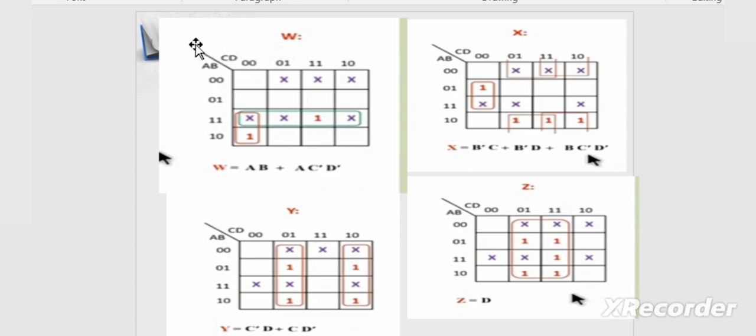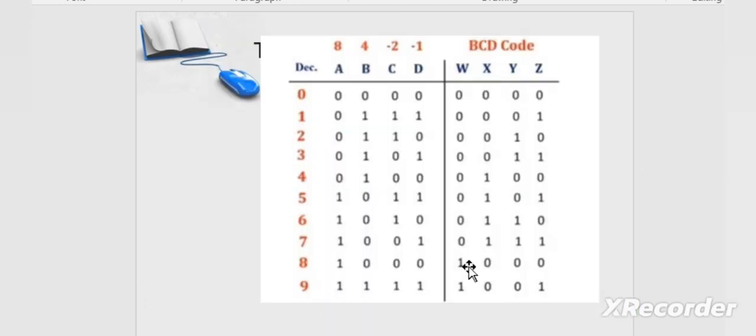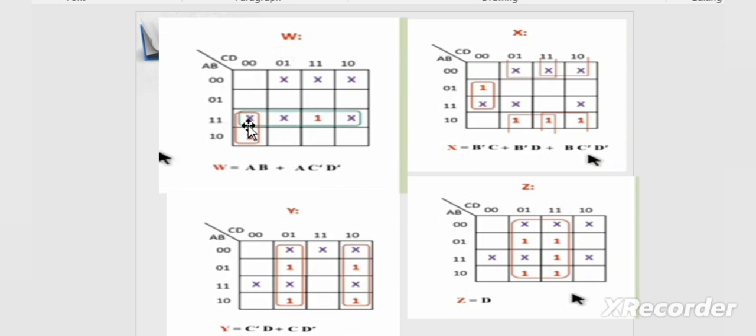This is the given K-map for the truth table of W. Here 8 and 15 are represented by 1, as shown in the figure. So the given output is W equals AB plus AC'D'.